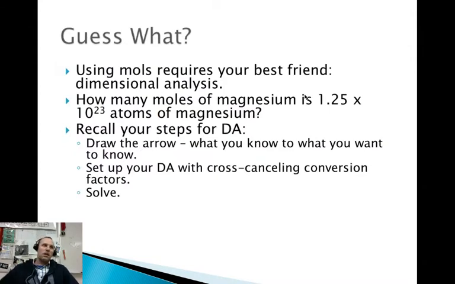Using moles, it's all coming back around now. It comes back to dimensional analysis. Yes! I know you are all cheering at home in front of your computers right now. You're so excited to do dimensional analysis again. So, hopefully you haven't forgotten.